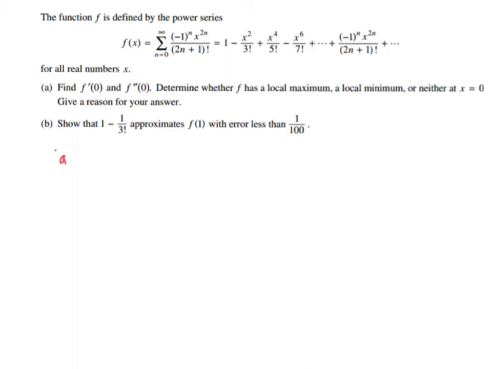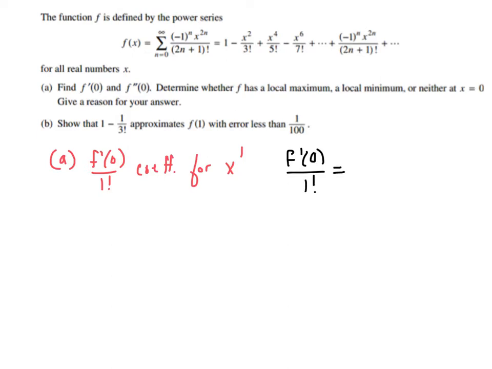Okay, well f prime of 0 over 1 factorial, remember that has to be the coefficient. Just write the coefficient for x to the first, right? They all agree: first derivative, 1 factorial, x to the first. And we go up here and you'll see that there is no x to the first term. It skips right to x squared. So that must mean that f prime over 1 factorial is equal to 0, because if that term didn't appear, then the coefficient must have been 0. So that means f prime is 0.